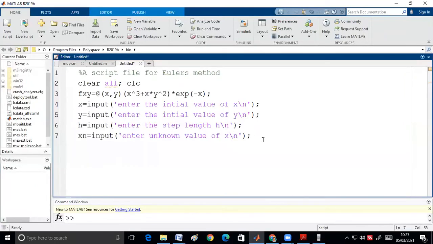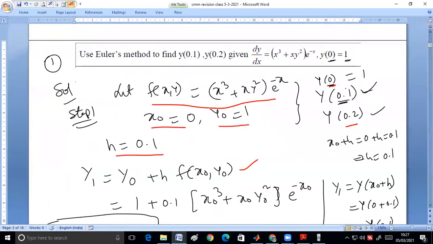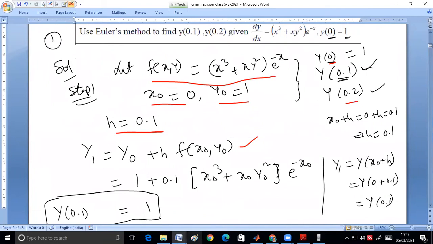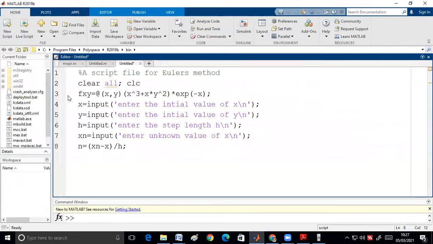So for this purpose, I will write a small logic for finding n value. N equals to xn, where xn is the final value and x is the initial value, divided by h. So in this situation, we will find the number of times we have to repeat our program. In this particular problem, we have to repeat the same process 2 times, for step 1 and also step 2. For this purpose, find out the n value. N equals to xn minus x, where x is the initial value and h is the step length. Then finally, you will get the required quantities.